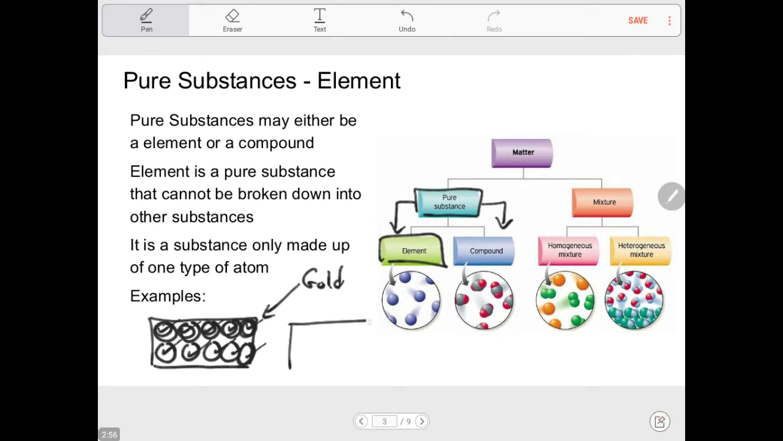Of course, I could do that with another atom if I wanted to. Pretend now that every atom on this right here is silver. That means I cannot break it down any further, and every one of these atoms, if I could zoom in with a microscope, is a silver atom. Pure substance in the element category.